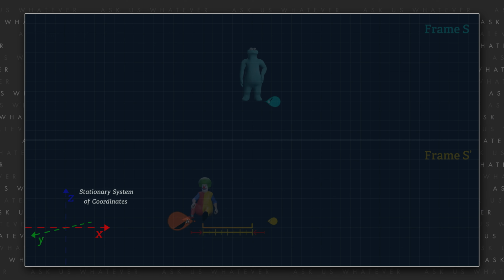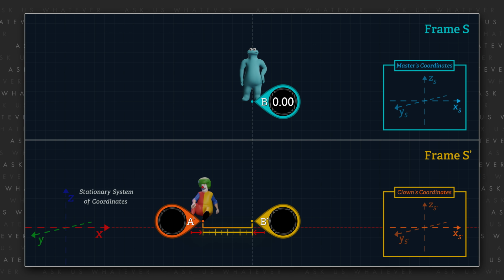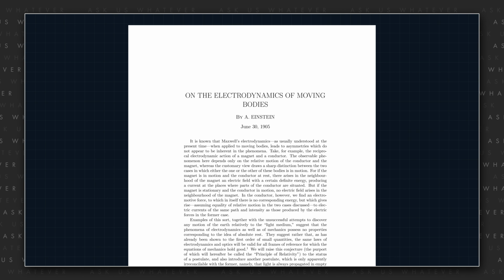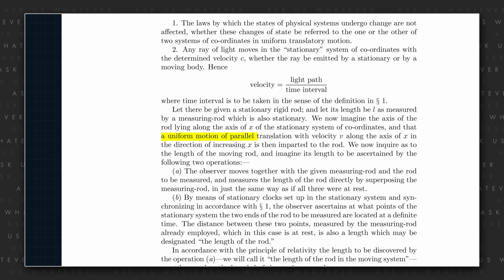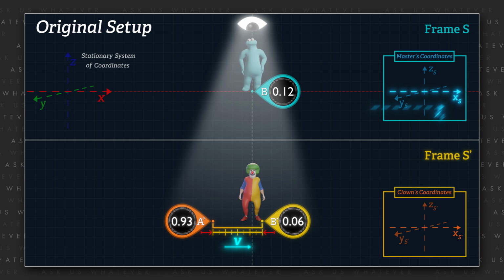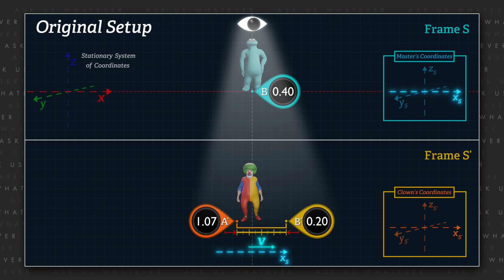Let's explore the meaning of changing the sign of v to negative v. Intuitively, we think of this as now observing the setup from the perspective of the clown in frame S prime instead of from the original perspective of our playful master of the universe in frame S. In his 1905 relativity paper, Einstein defined v using the phrase, "a uniform motion of parallel translation with velocity v along the axis of x in the direction of increasing x." In our original setup, the master observed frame S prime moving in the positive x direction relative to the x-axis of frame S.